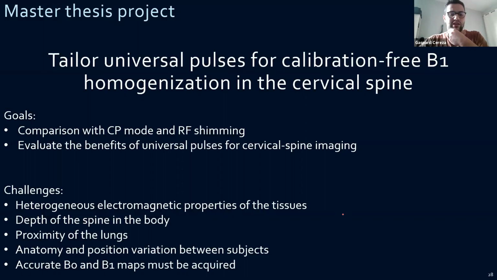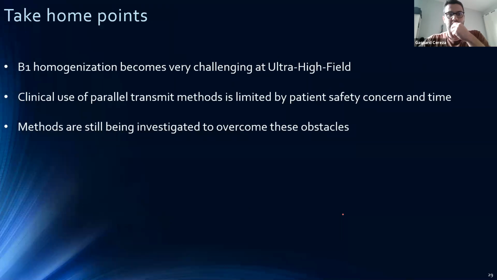And so, yeah, accurate B0 and B1 maps are required to compute this. So it's important to select the good mapping techniques to overcome these difficulties. So what is important to remember about this presentation is that B1 homogenization becomes really challenging when we are at 7T and more. The clinical use of parallel transmit is still limited by the SAR concerns.